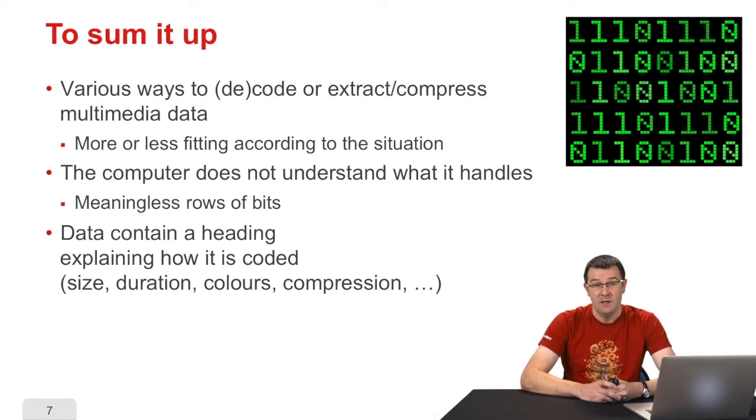And when the computer is given an image with a scanner, for example, the computer will be told how to handle this image, how to code it and compress it in order to reduce its size, etc. Every time, there will be a heading saying how the data was coded and compressed, detailing the size, the duration, the compression type, the color type, etc. This is done for both images and sounds.